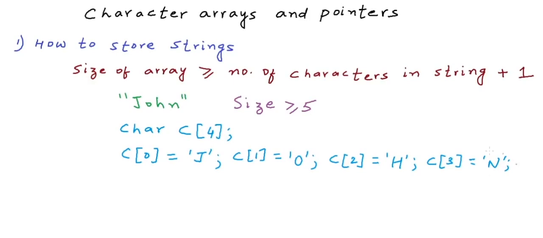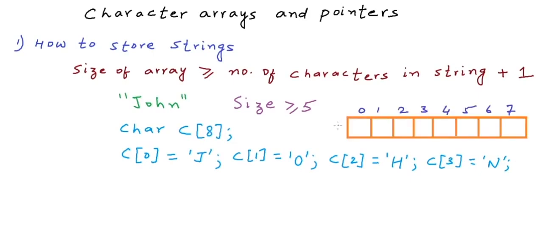So I'm storing all the data, isn't it? Let's try to understand it this way. Let's say we have a character array of size 8. Let's say this is a logical view of our array C, and we want to store the string John in this particular array. We have indices from 0 to 7, and this is an array of size 8.